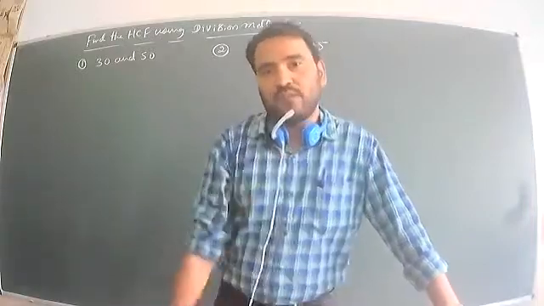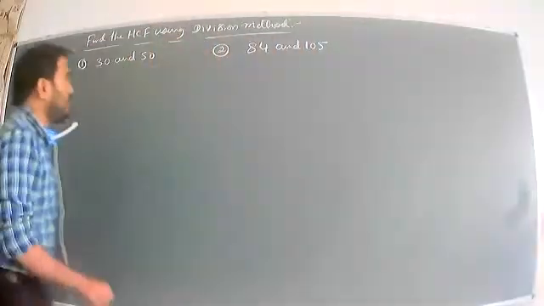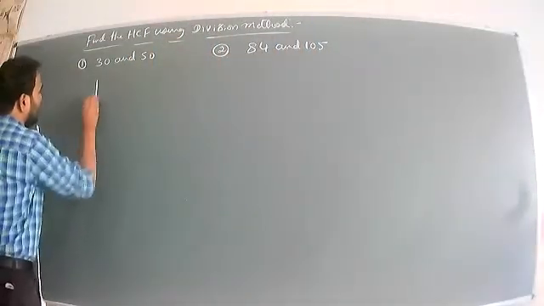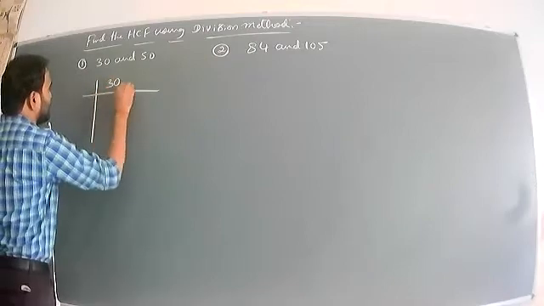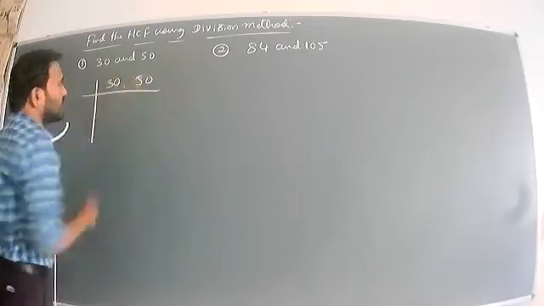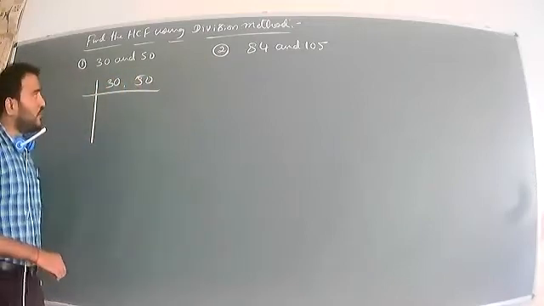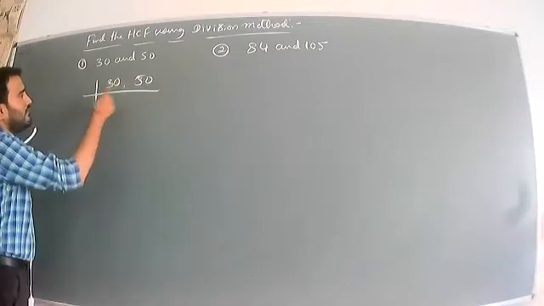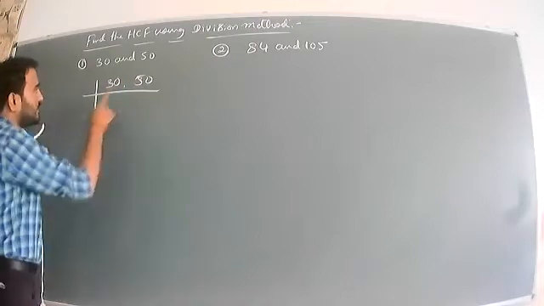So let us go for the division method. 30 and 50, 30 and 50. So this is a division method. We take the division in this way. The numbers are even numbers. Listen to me. These numbers are even numbers.